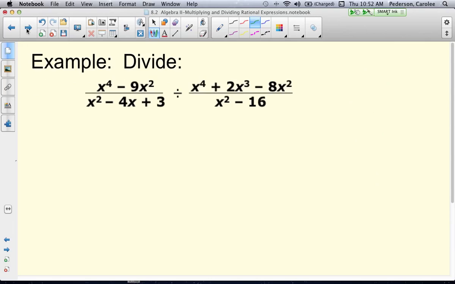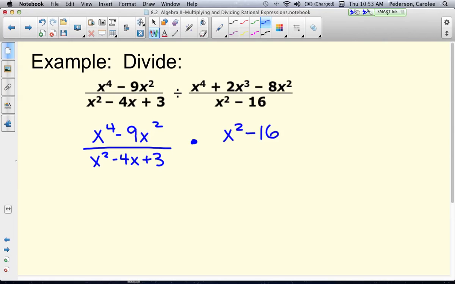All right, here is one that I do want you to write down. We're going to go ahead and simplify this rational expression divided by another rational expression. So if you remember the rule is to keep the first fraction, and then change it to multiplication, and then flip or reciprocate the second fraction.